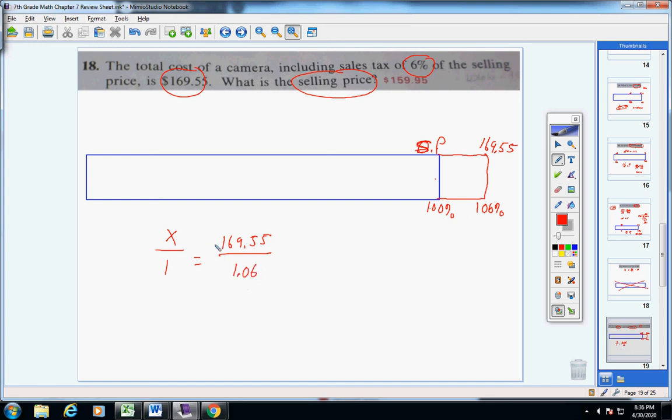Now, cross multiply here. 1.06 times x is, do it right over here, 1.06x. Multiply here. 1 times 169.55 is 169.55. And now, we're going to divide both sides by 1.06. These cancel. And here we go. 169.55 divided by 1.06. Move the decimal 2 places, and it's gone.